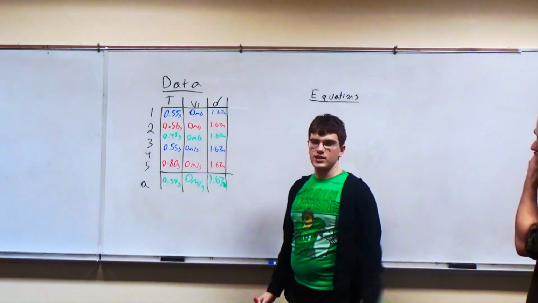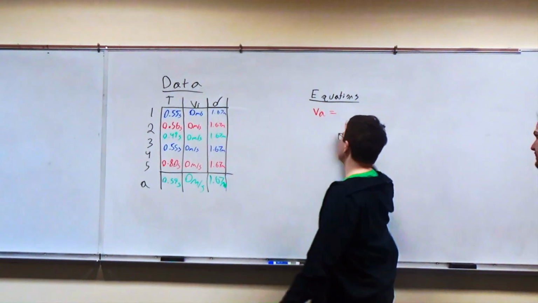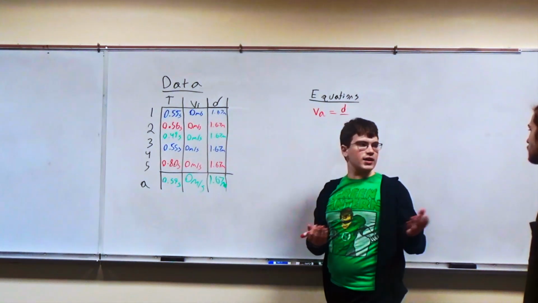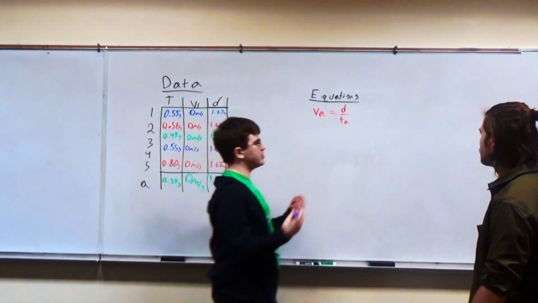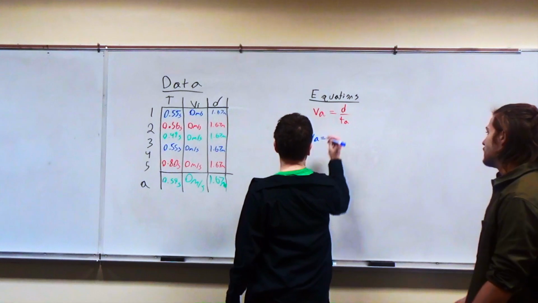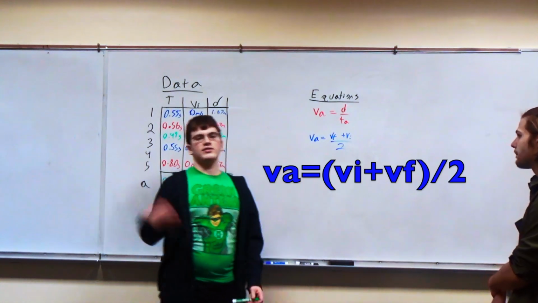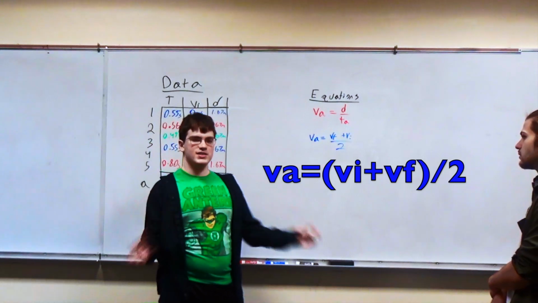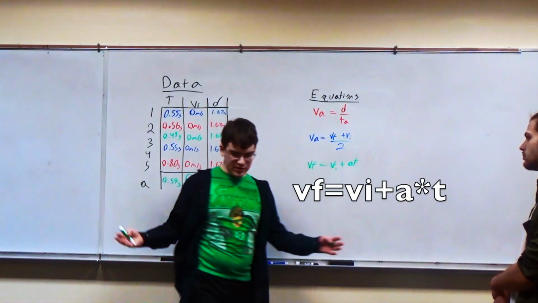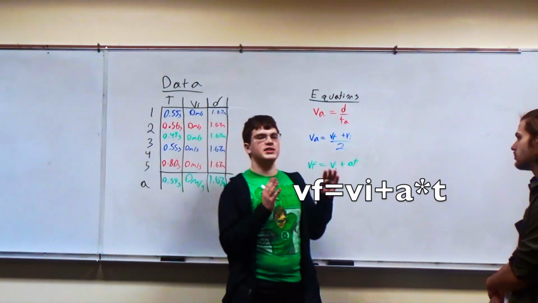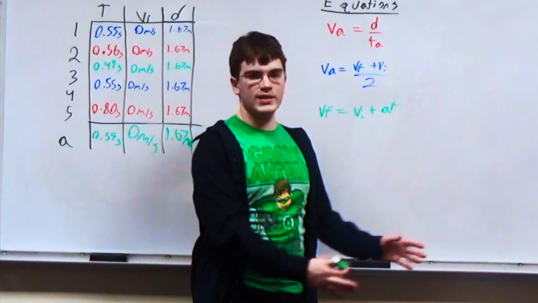Average velocity will be equal to the average distance covered over the average time. And also we know our average velocity has to be equal to what? That would be our final velocity plus our initial over 2. We also know that the final velocity after you've been accelerating is final velocity equals your initial velocity plus the velocity you gain or lose, your acceleration multiplied by how long you've been accelerating.